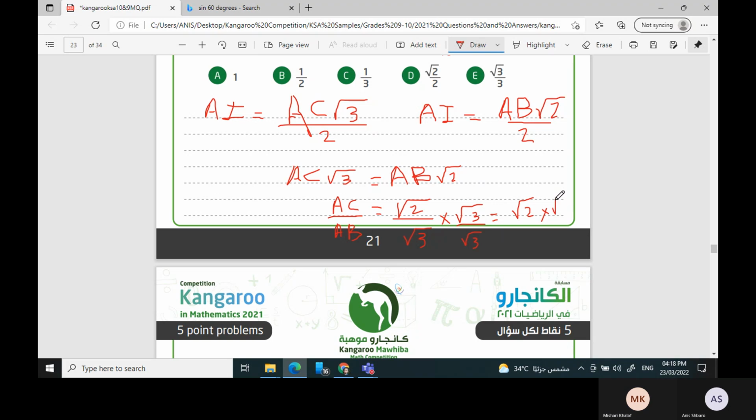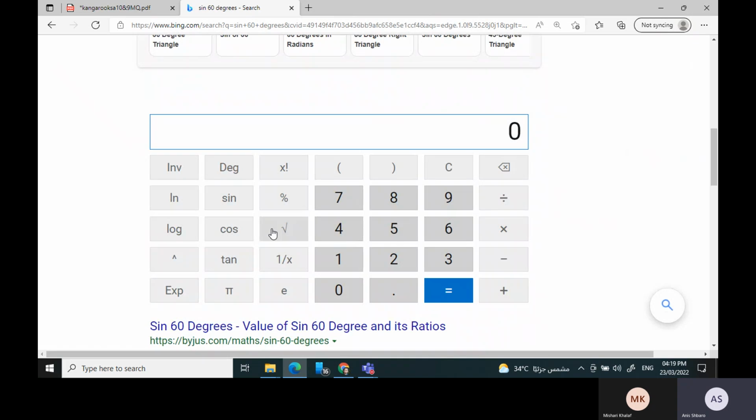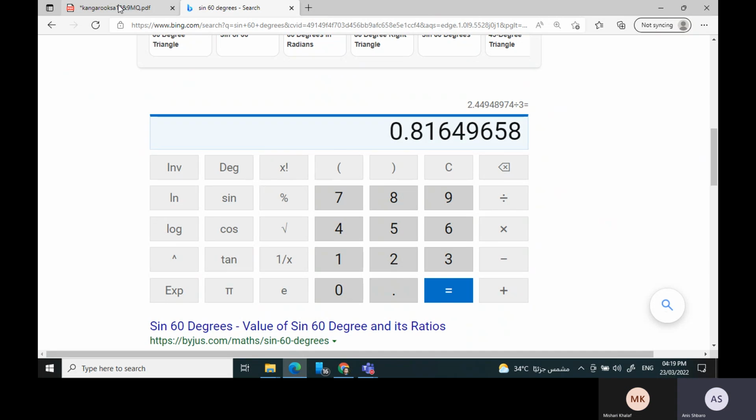Over radical 3 times radical 3, which is 3. Okay, till now we didn't get anything like the answer. So I'm going directly to estimate. Calculate radical 2 times radical 3 over 3, which is equal to radical 6 over 3, which is 0.816.